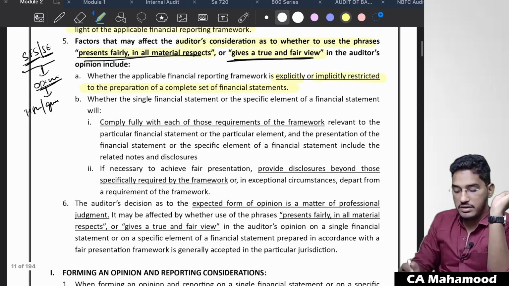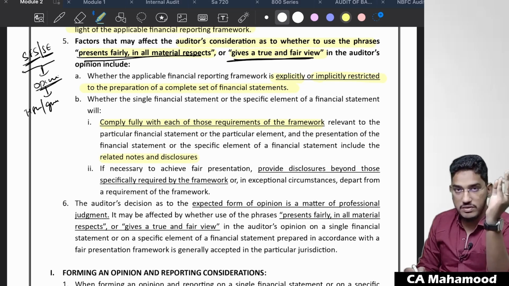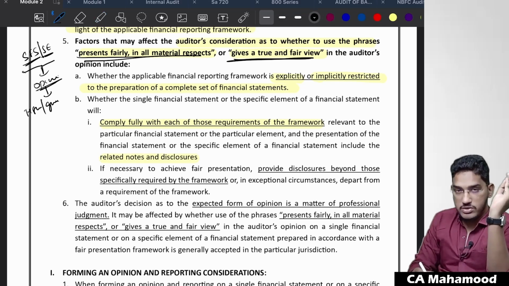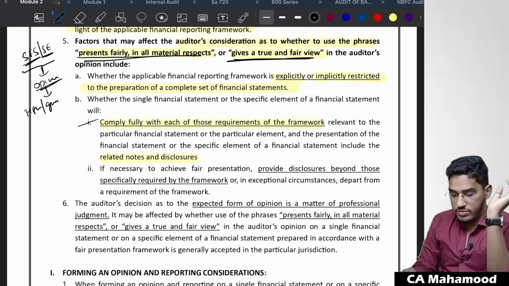You will consider that fact. Whether the single financial statement or the specific element of the financial statement will comply fully with each of the requirements of that framework relevant to the particular financial statement or the particular element and the presentation of the financial statement or specific element, including the related notes and disclosure. You will check whether the single financial statements or specific element that is prepared is complying with all the requirements of the framework, including all the disclosures, including all the notes.